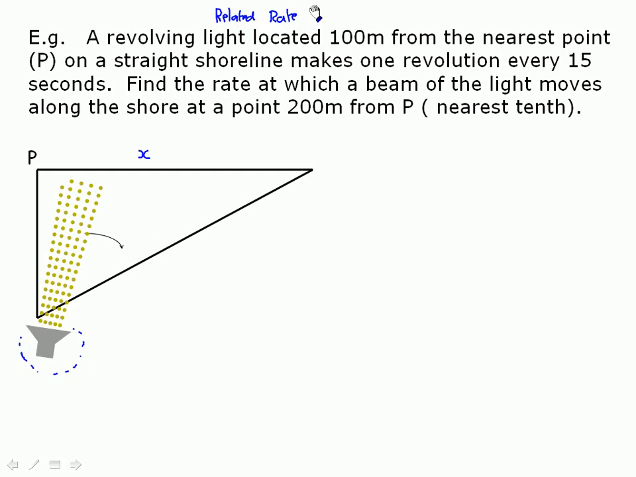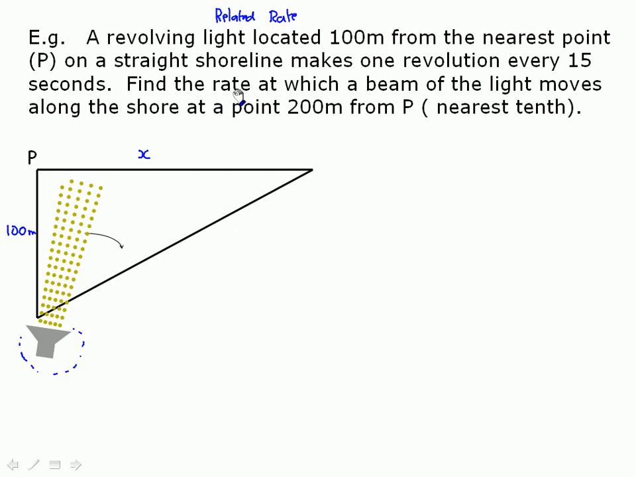Now, as you can imagine, because of the distance increasing, as you're, say, in this case, 200 meters away from P, the speed that the thing is moving is going to be changing. So it is a dynamic system. It does require calculus. It's not going to be a fixed rate. We're comparing two rates. We're comparing the rate that the light is turning, rotating, with the rate that the x, the distance, is changing. Now, this is 100 meters. We do know that. And that's fixed.